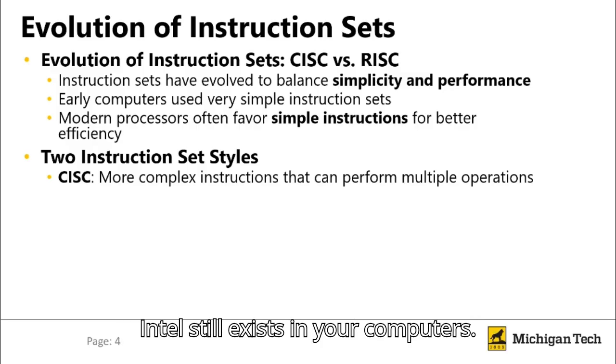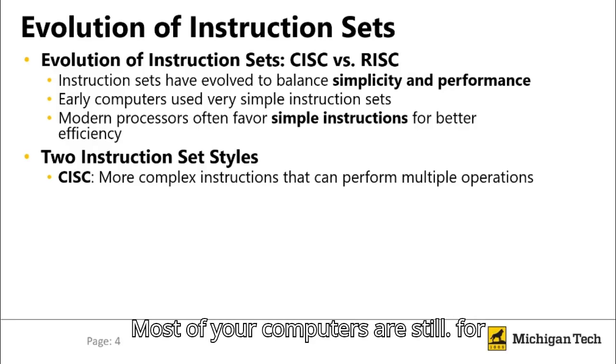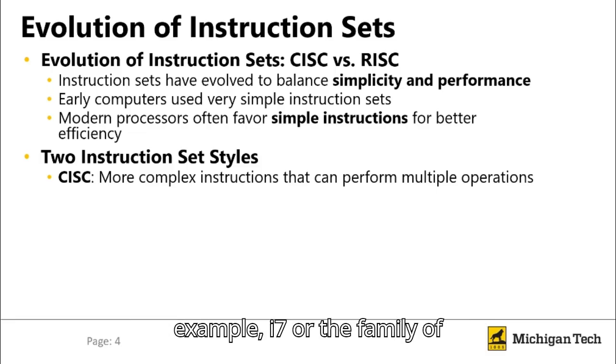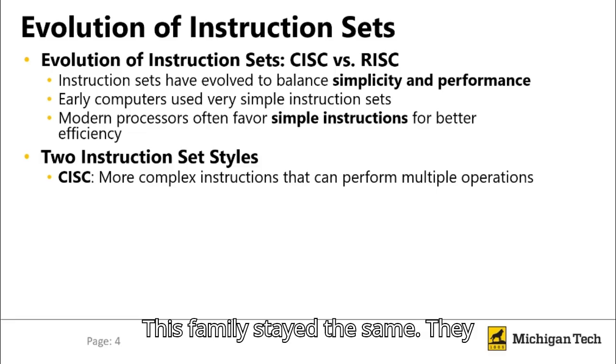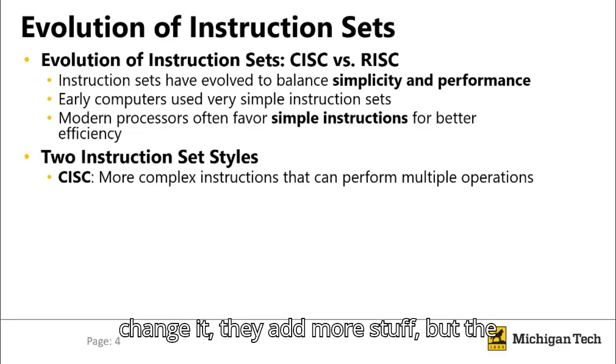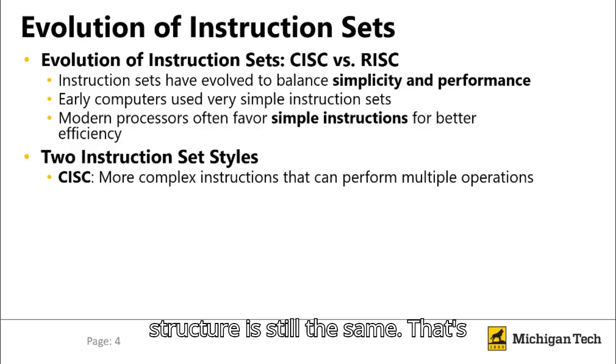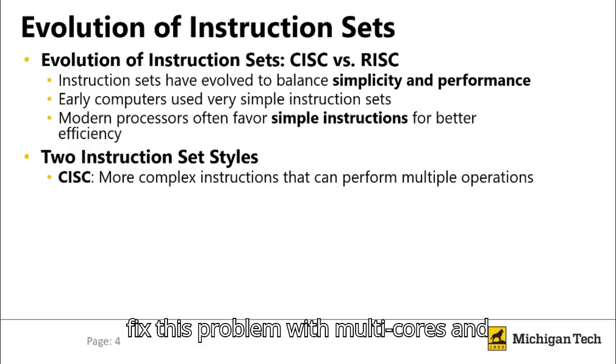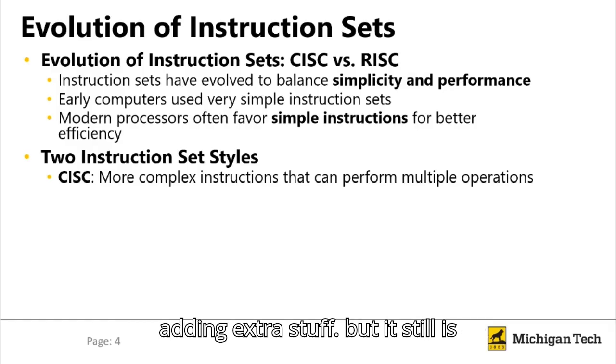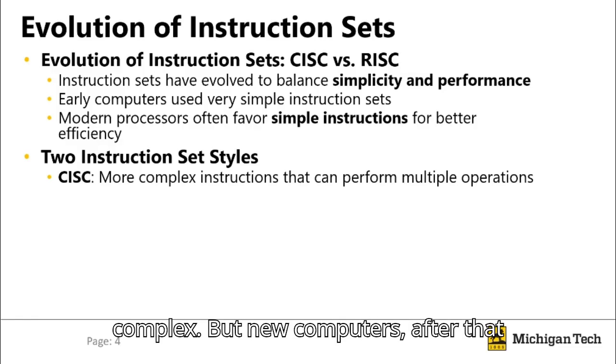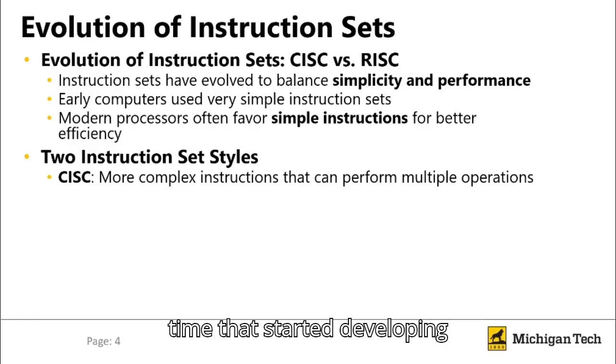Like Intel still exists in your computers. Most of your computers are still, for example, i7 or the family of i86. We call them the 86 family or x86 family. This family stayed the same. They change it, they add more stuff, but the structure is still the same. That's a CISC computer. They try to fix this problem with multi-cores and adding extra stuff, but it is still complex. But new computers after that time that started developing from scratch, they all are RISC computers.